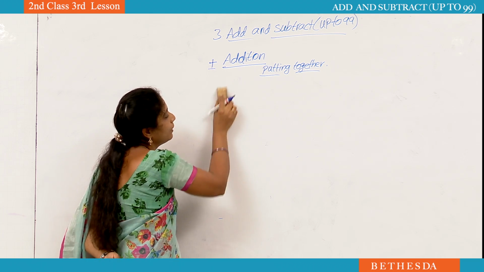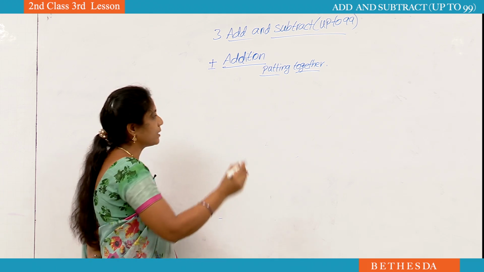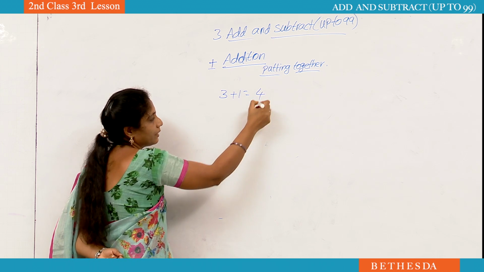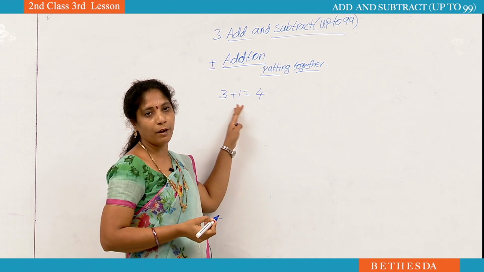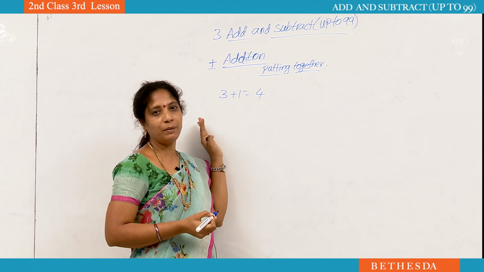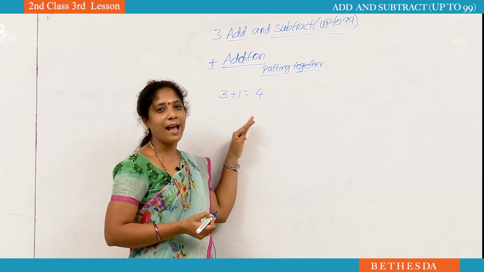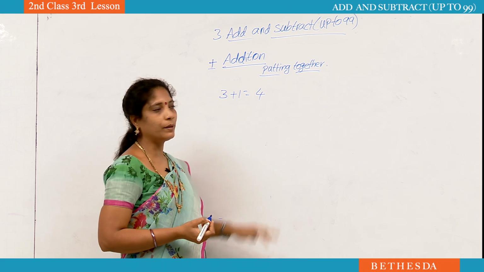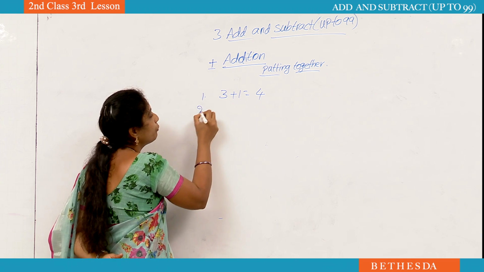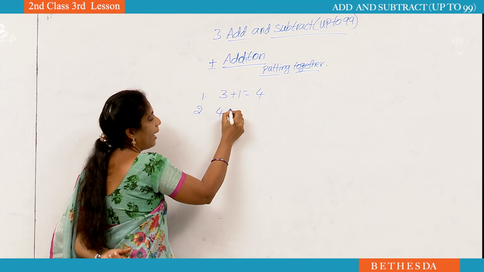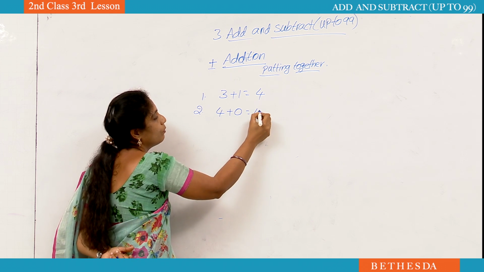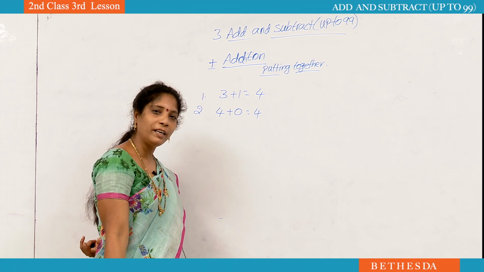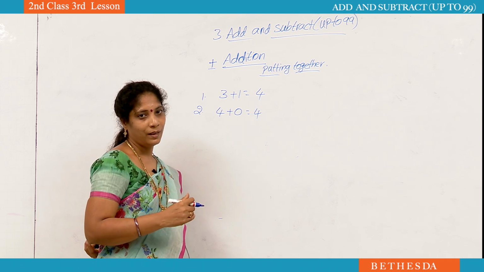Those are called properties of addition. For example, if you add 1 to any number, you will get the number after that number. 3 plus 1, 4. 5 plus 1, 6. 10 plus 1, 11. Second one is, if we add 0 to any number, we will get the same number. 4 plus 0, 4. 20 plus 0, 20. 100 plus 0, 100. Like that.